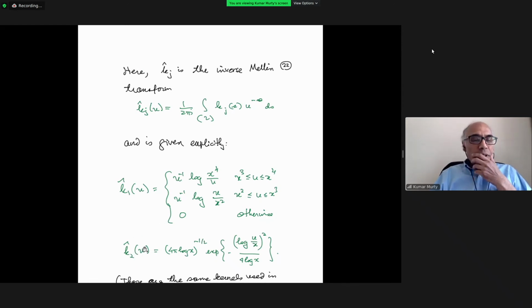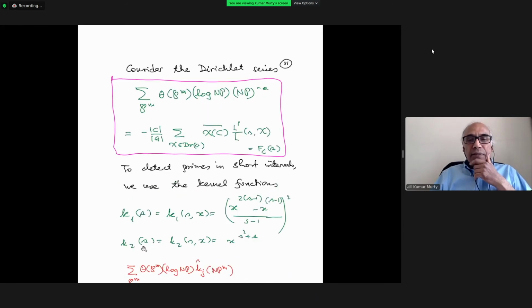K2, I'm going to ignore it basically, because this function is used mainly to deal with the so-called exceptional zeros. I'm not even going to discuss exceptional zeros now. But when you have to deal with that technicality, this is a better function. But in general, we will just use this one.